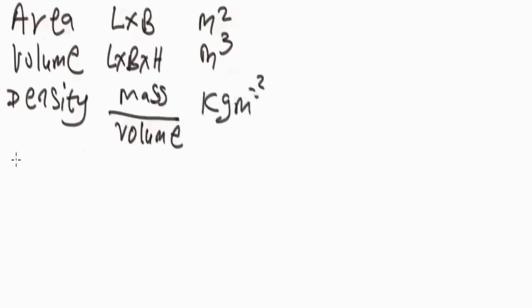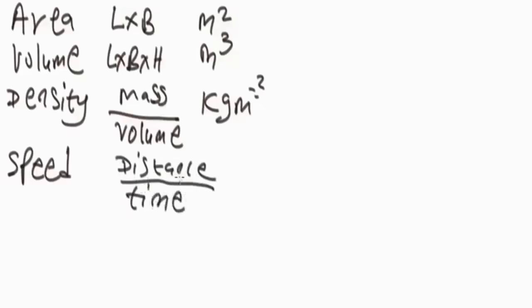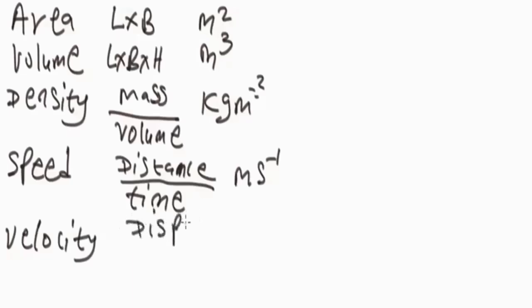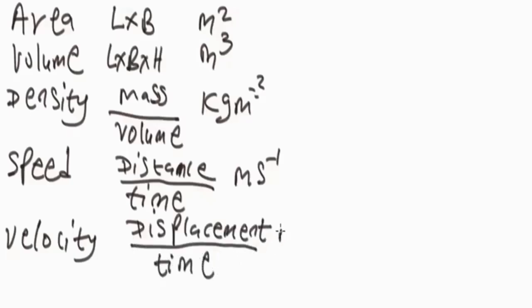Right, so we also have our speed. Speed is calculated using distance over time. So this is distance by time, and the unit of speed is meter per second. Alright, so we also have our velocity. Velocity is calculated using displacement over time, and it has the same unit as speed, meter per second.